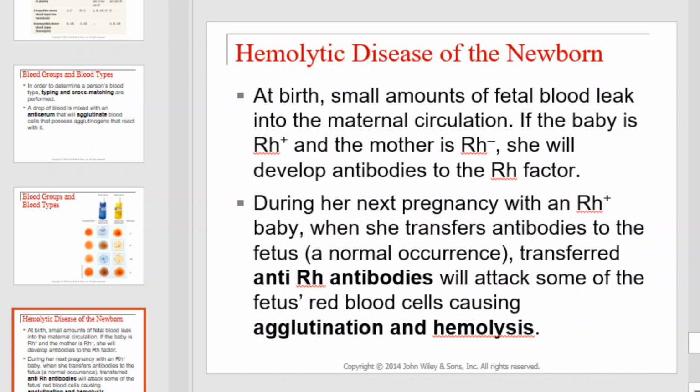Hemolytic disease of a newborn. At birth, small amounts of fetal blood leak into the maternal circulation. If the baby is Rh positive and the mother is Rh negative, she will develop antibodies to the Rh factor. During her next pregnancy with an Rh positive baby, when she transfers antibodies to the fetus, which is a normal occurrence, she'll be transferring anti-Rh antibodies that will attack some of the fetus's red blood cells, causing agglutination and hemolysis.